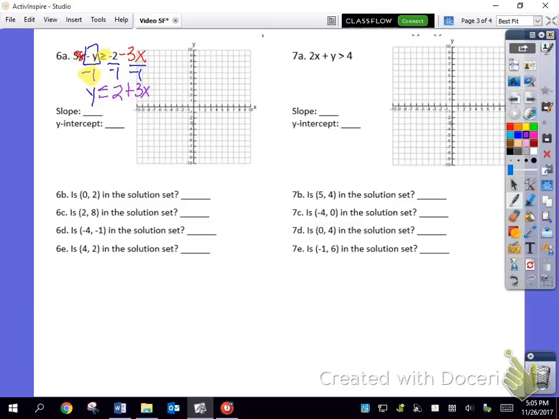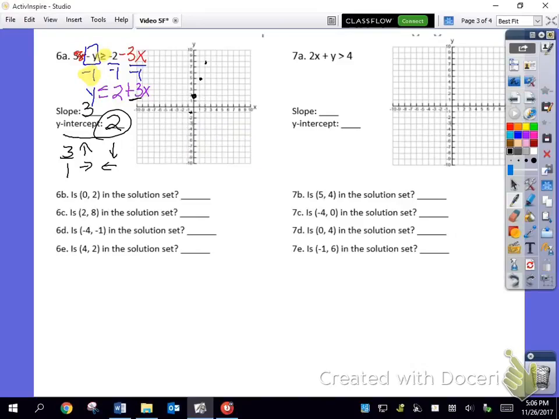Now the slope is always in front of the x, so that's a positive 3. The y-intercept is 2. And you want to do this first. So start at 2. The slope needs to be a fraction, so up 3 over 1, up 3 over 1. Okay, instead of going up, you can go down and to the left. So down 3 over 1, down 3 over 1.